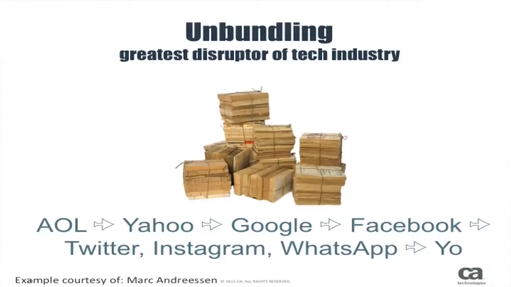To explain what unbundling is, here is an example that Andreessen uses himself. He goes through the history of the internet, and he describes how initially the internet for us, at least in the United States, was AOL, right? AOL was your connection to the internet. It was everything you wanted on the internet. Email, chat, dating, and so on.